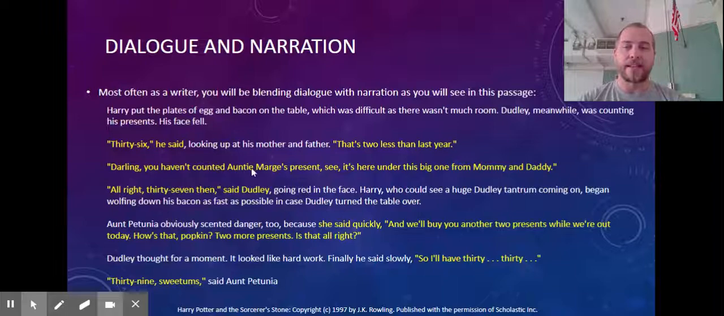"Darling, you haven't counted Auntie Marge's present. See, it's here under this big one for Mommy and Daddy." And you can see there's no dialogue tag here. This will happen sometimes when writers are certain that you're going to know who's talking. They don't need to explain who the speaker is, and they'll leave the dialogue tag out. Once again, the speaker changes, so the writer goes to a new paragraph. "All right, 37 then," Dudley said. And so you can see that once again, the narration and the dialogue are mixing together.